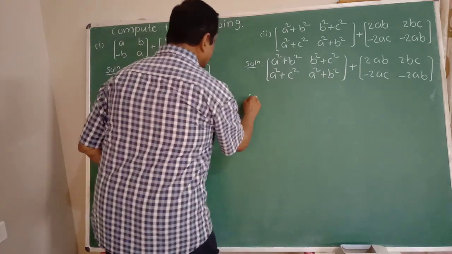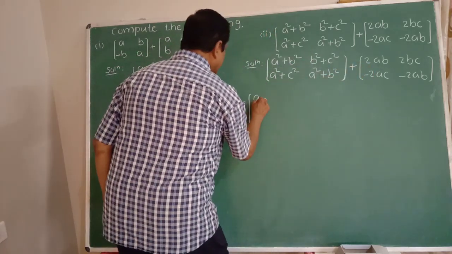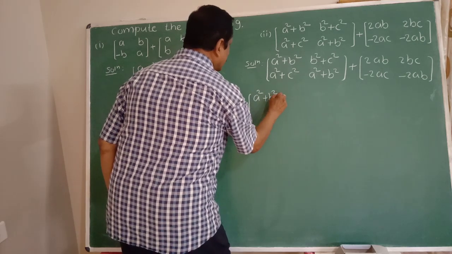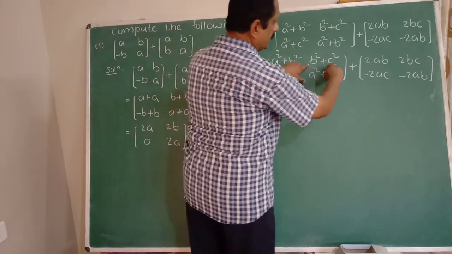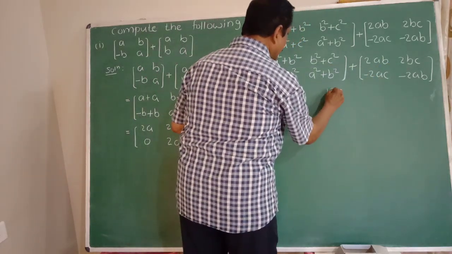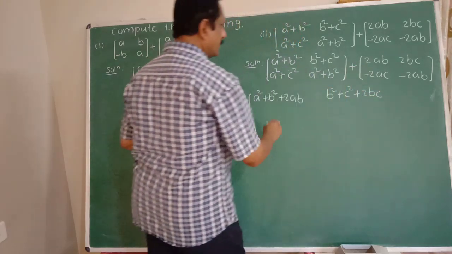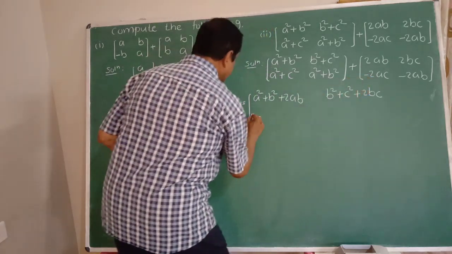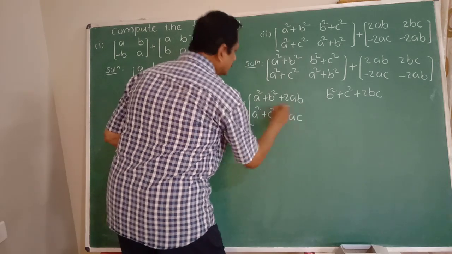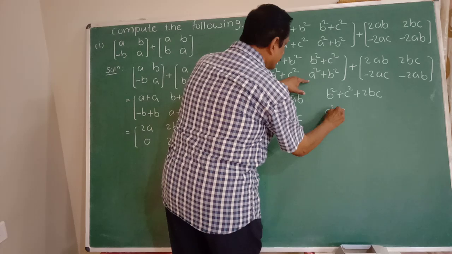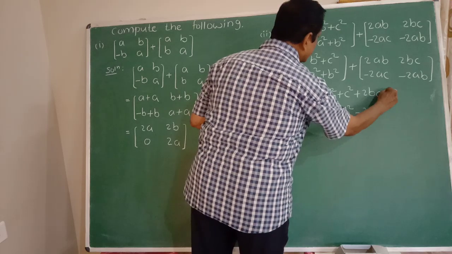Therefore, this is equal to A square plus B square plus 2AB, A square plus B square plus 2AB. B square plus C square plus 2BC, B square plus C square plus 2BC. Then this minus 2AC: A square plus C square minus 2AC. Then A square plus B square, then minus 2AB.